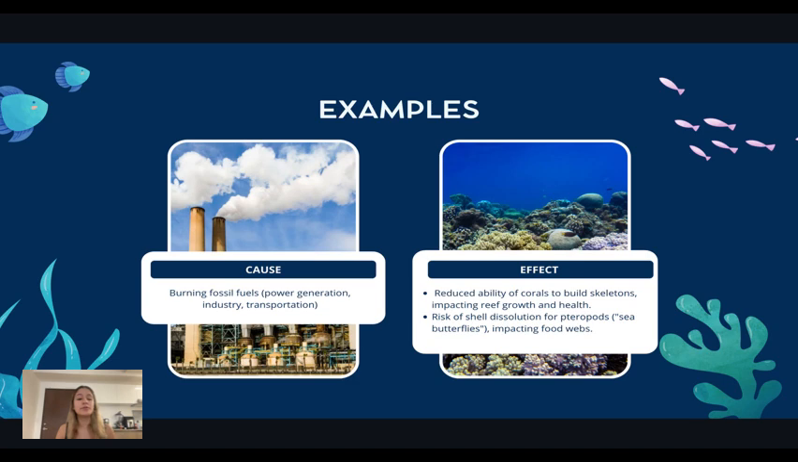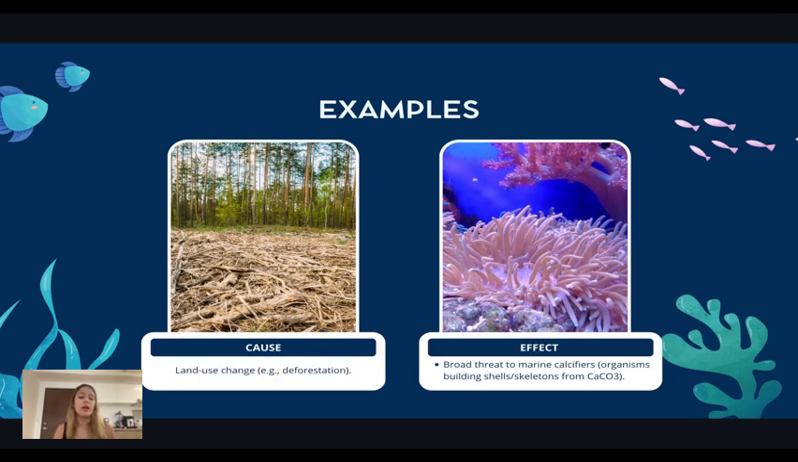Examples of how we produce this. The cause is the burning of fossil fuels, like power generation, transportation, and industry, and the effect is, as I was talking about, reducing the ability of corals to build skeletons and the risk of shell dissolution. Another cause is land use change, for example deforestation, which is a broad threat to marine calcifying organisms.